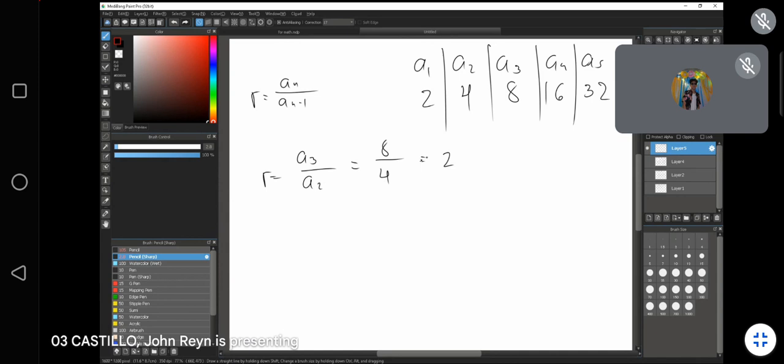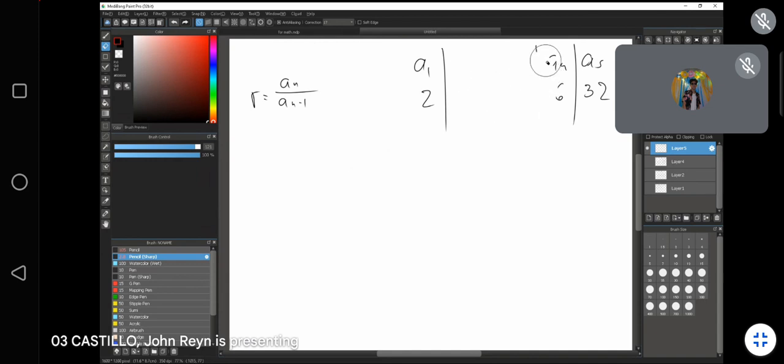Okay, so since we found the common ratio by using the normal way, what if we don't have the terms in the middle? For that case, it is the geometric means. Am I right, John Rain? Yes. Given the terms, the extreme terms, they are the extremes, at the end and the beginning.